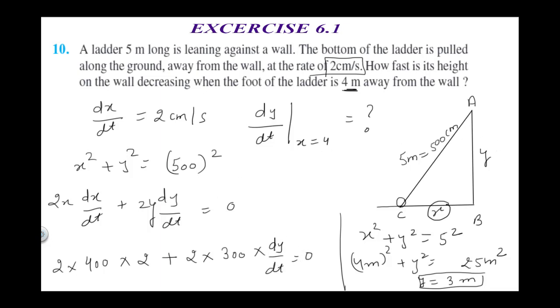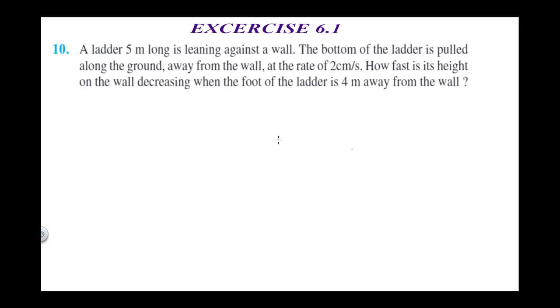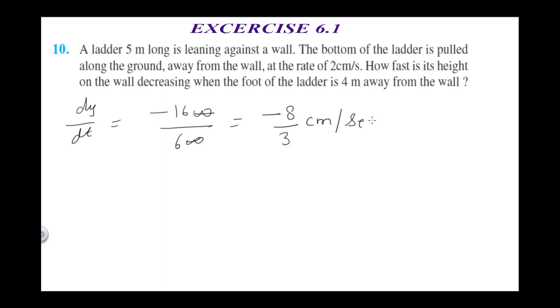Okay. Now we will be solving it. We get dy by dt as equal to minus 1600 upon 600. That gives answer as minus 8 upon 3 centimeter per second. So this will be the answer, or the rate at which the height on the wall of the ladder decreases when the foot is 4 meter away from the wall.